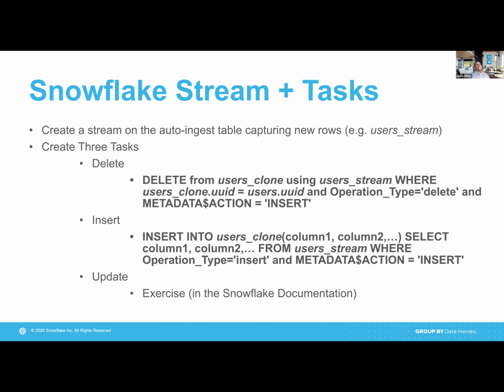So then we take advantage of Snowflake streams and tasks to process this users table. So we create a stream on the users table, and again, the users table has all our changes, and we call this users stream, for example. And from there, the stream captures any new rows in this table, and every row represents a change. So then we create 3 tasks because there are only 3 real operations that we need to do on yesterday's copy, aka users clone.